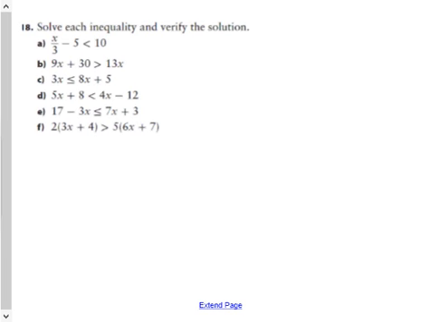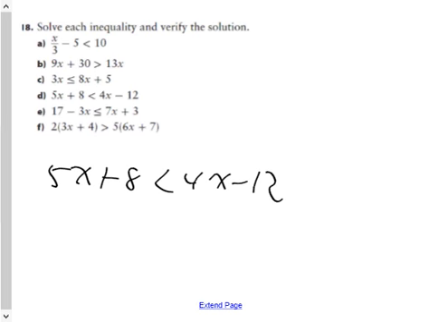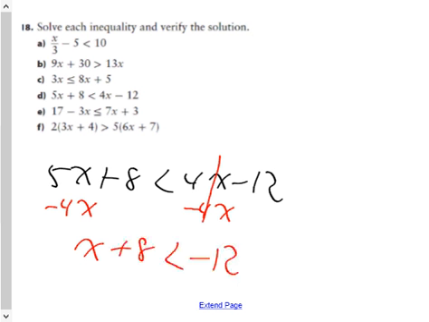Question number D, 5x plus 8 is less than 4x minus 12. If you have variable terms on both sides, it's easiest to get rid of the variable term that is the least amount, so I'm going to subtract 4x from both sides. It usually keeps your coefficient positive. Not always, but usually. Once we get it down to that, we're going to subtract 8 from both sides to isolate x. And x will be any value less than negative 20.